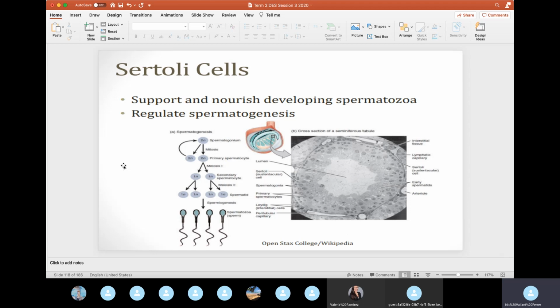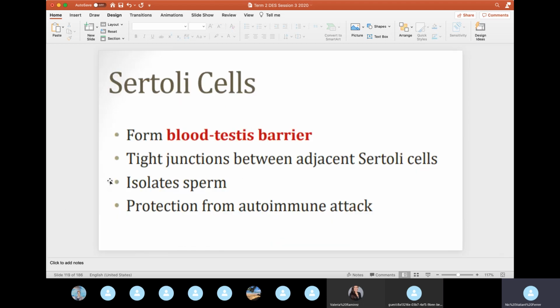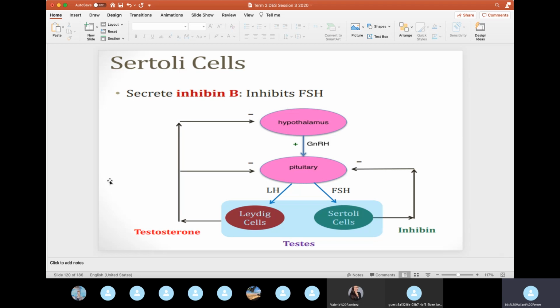Sertoli cells, they support and nourish the developing spermatozoa. They regulate spermatogenesis, as I've said before, and we talked about spermatogenesis and the blood testis barrier. Inhibin B, don't forget also, Sertoli cells secrete inhibin B, and it inhibits FSH.